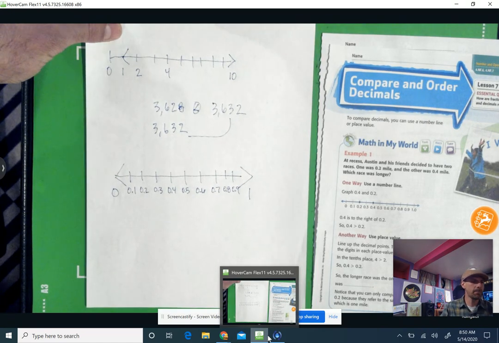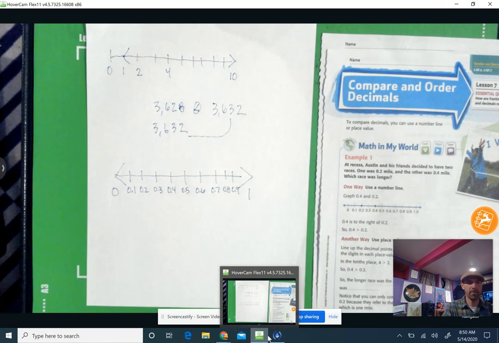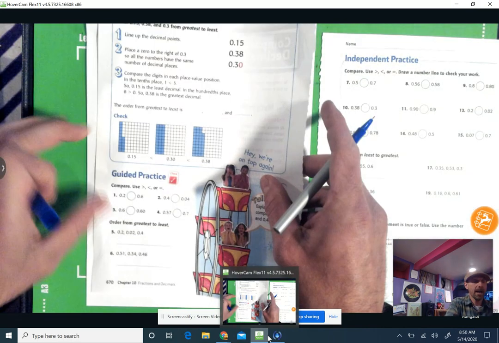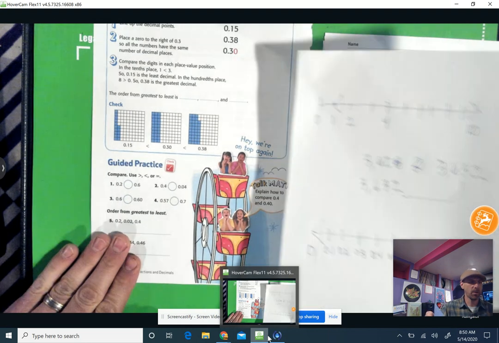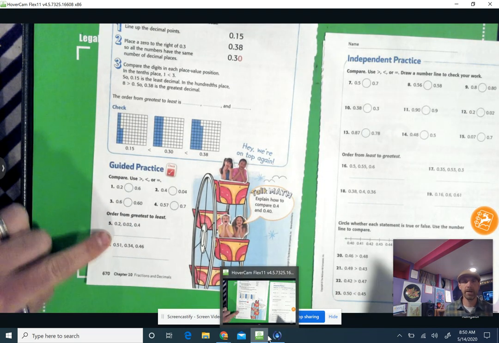So, all the numbers that we're working with are greater than 0, but less than 1. Okay. The guided practice of this lesson gives us plenty of problems to work that out. So not only are we going to be comparing, but we're going to be ordering them.